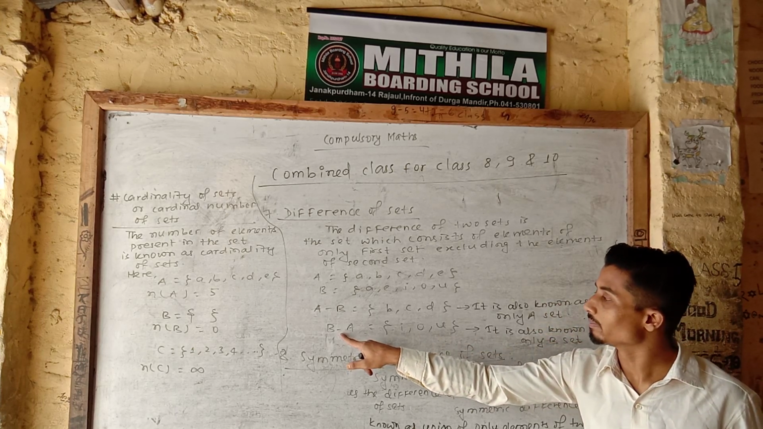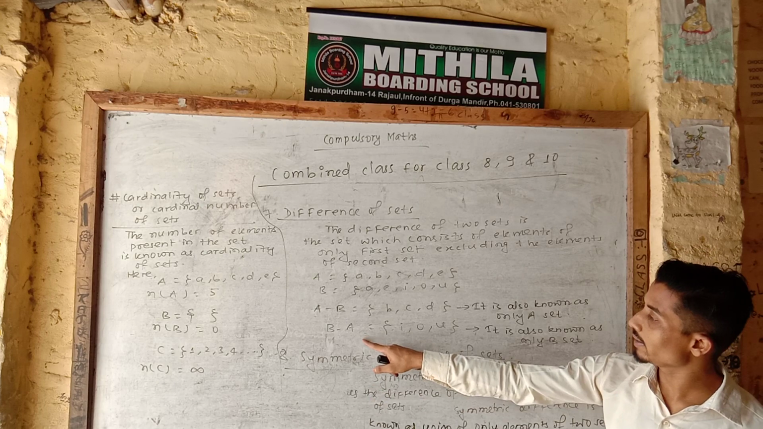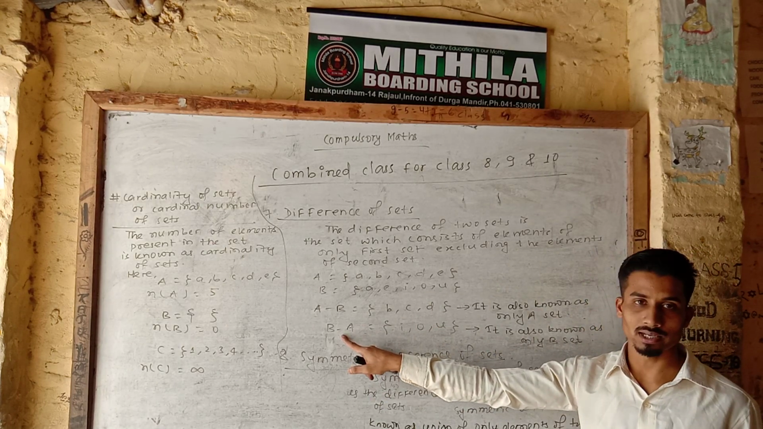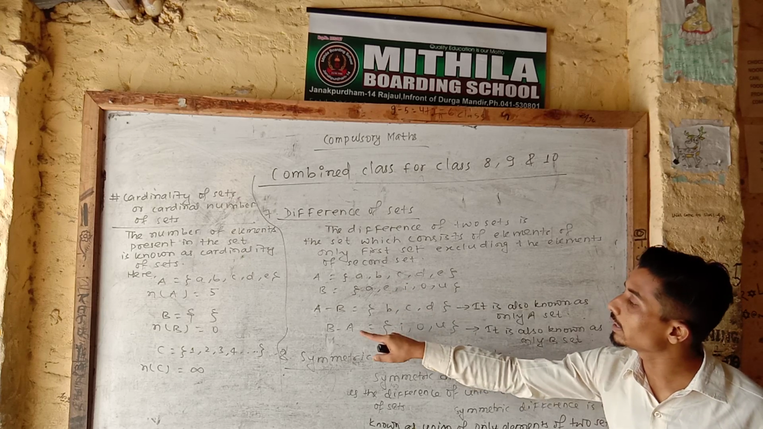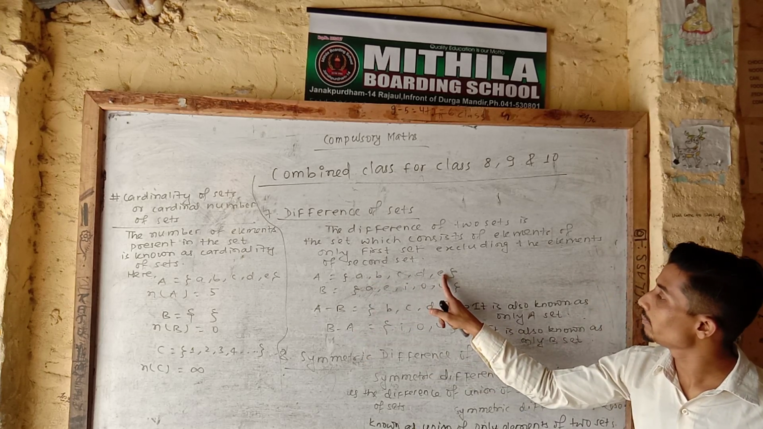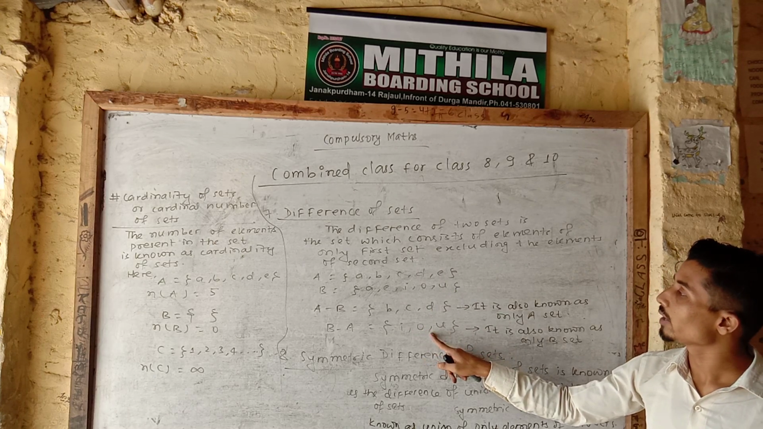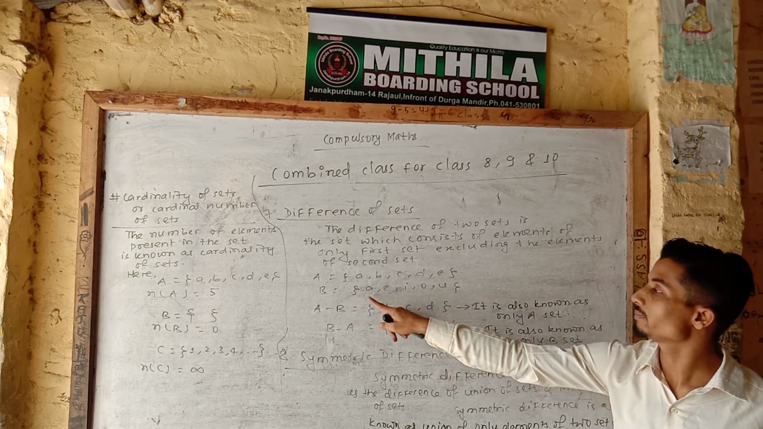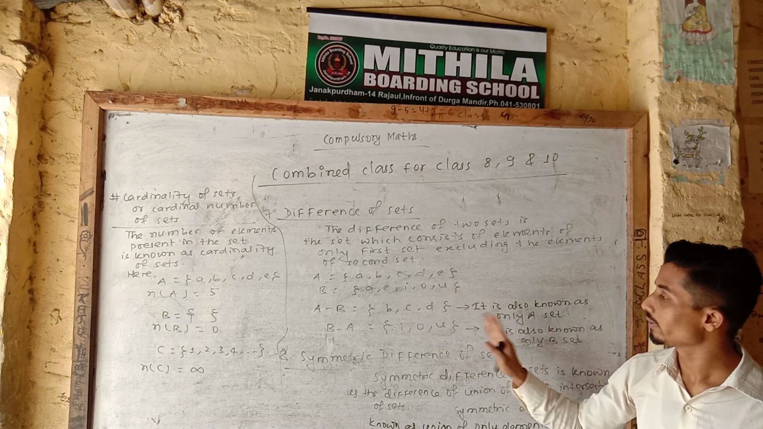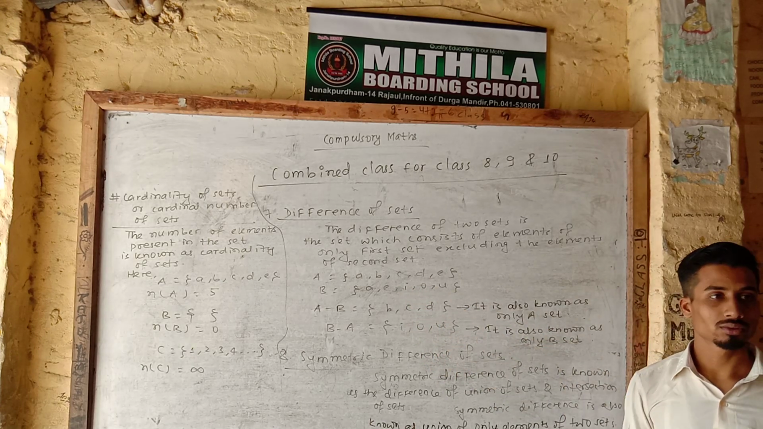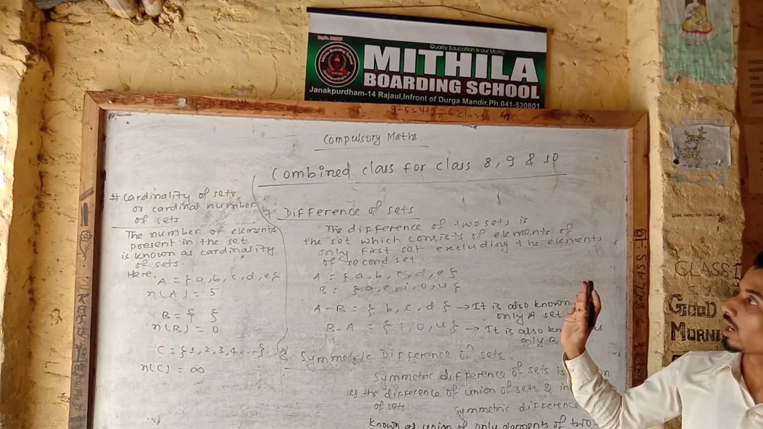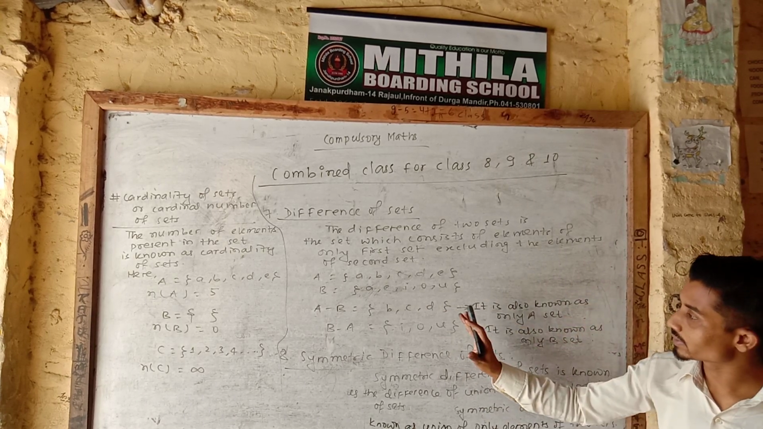Second example, B minus A. If we subtract set A from set B, we exclude all the common elements of set A and set B. Here A and E are common elements. We exclude A and E and write only the elements of set B, that is I, O, U. That's how we understand A minus B and B minus A, the difference of sets.